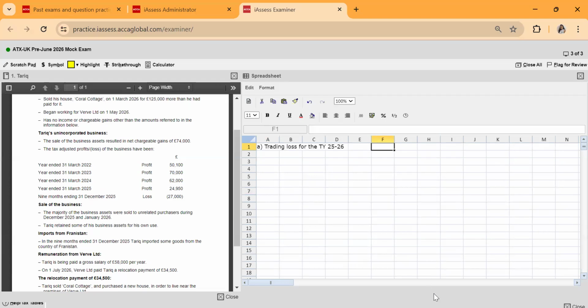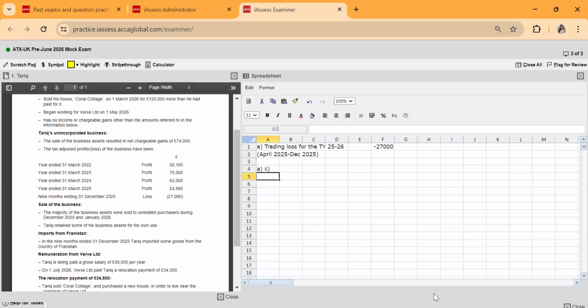And this is your one marker. So it will be 27,000, and here you can write in bracket April 25 to December 25. Done. That was the first part of A. Now I'm taking the second part of A.